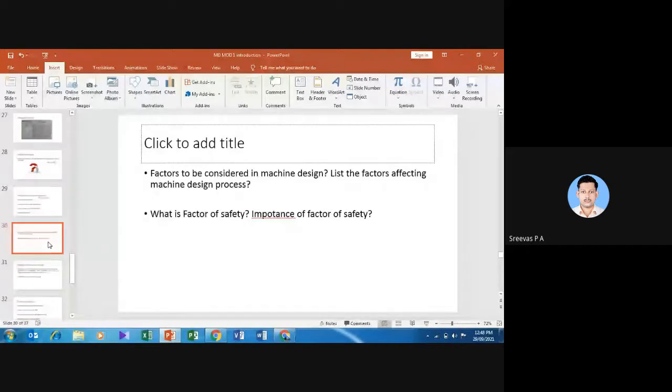Thermal stresses you have studied. Thermal stresses.